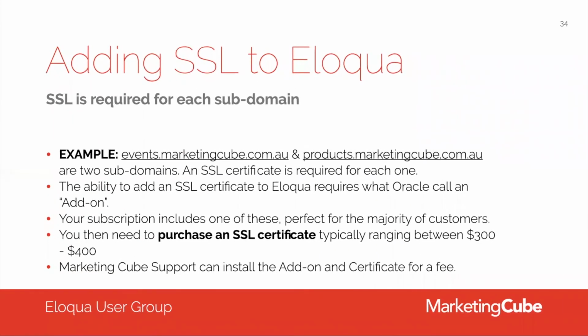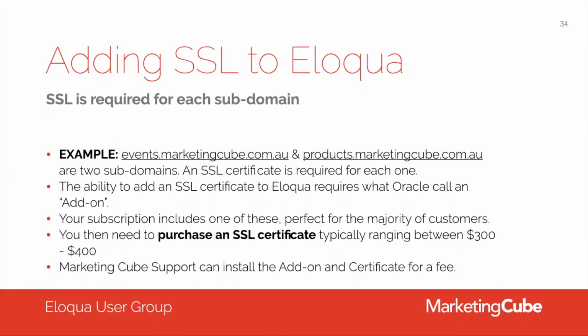Adding SSL to Eloqua is something that's been possible for a long time. It's now clearly more popular based on what our friends at Google are doing. It's linked to your subdomain. So I've got there as an example, events at Marketing Cube and products at Marketing Cube, and they're two subdomains, so an SSL certificate would be required for each one. The ability to add that SSL can be done with Eloqua, and it's considered an add-on, although in recent times Eloqua has changed the rules a little bit, and your subscription actually includes one of these, which is going to be perfect for the vast majority of customers.